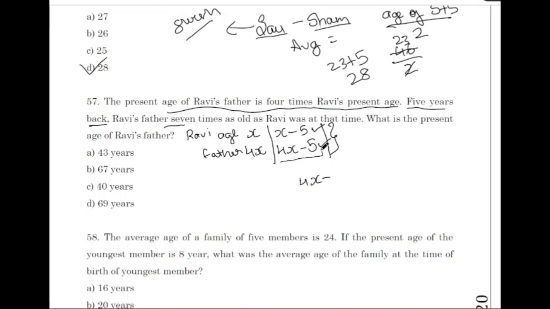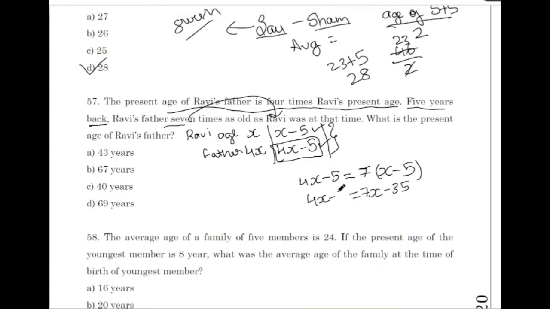Take the second condition: x minus 5. This was the equation at 5 years ago. But what we are missing here is that Ravi's father was 7 times as old as Ravi. So how can we solve this? 7 into x is 7x, 7 fives are 35.